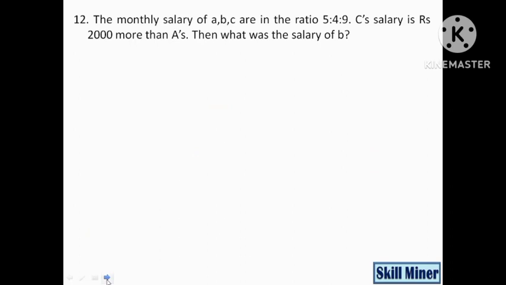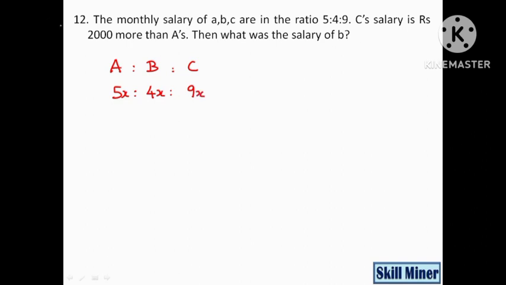Now I'm moving to the 12th question. The monthly salaries of A, B, C are in the ratio 5 is to 4 is to 9. I'm writing it as 5x, 4x, 9x.